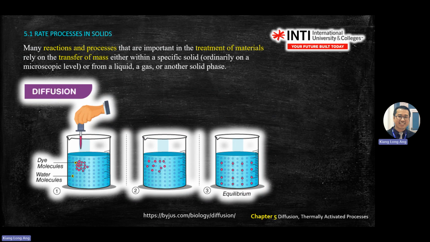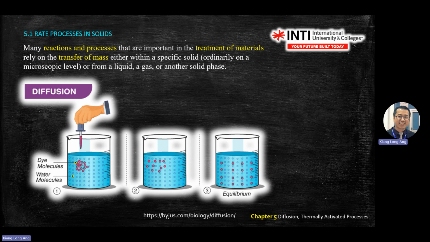So when we do treatment of materials, we will transfer the mass within liquid, gas, or other solids. The illustration that you see on the slide here is how the diffusion is done. It's like a pool of water, then you add in the dye. The dye will disperse equally. It's the same procedure as an alloy, or trying to produce an alloy: mix a small molecule inside the host of the cubic structure.